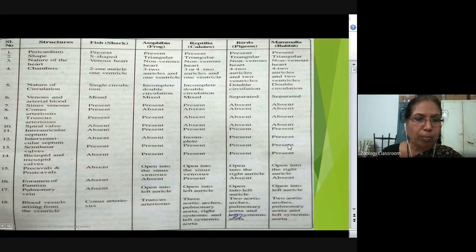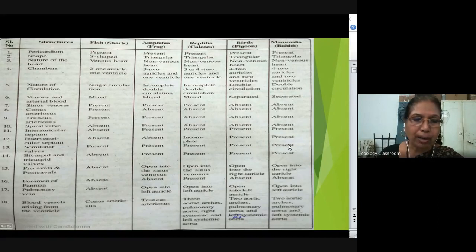Pericardium, how is it formed? It consists of a two-layered membrane, and inside it there is pericardial fluid which protects the heart from mechanical shock. Size and shape we see. Color of the heart: in fish, reddish or brown color.